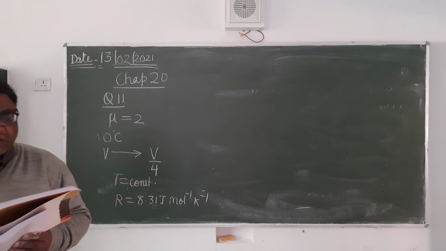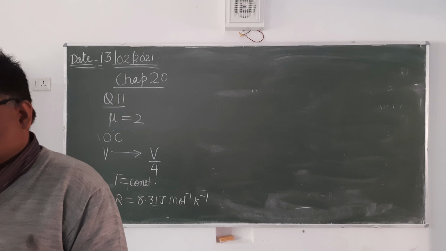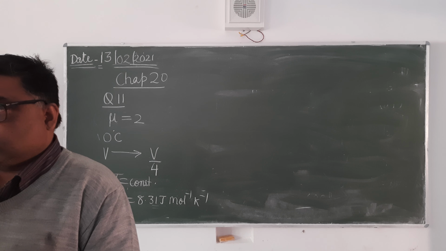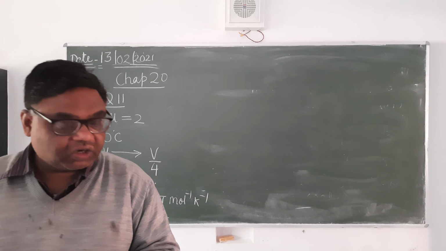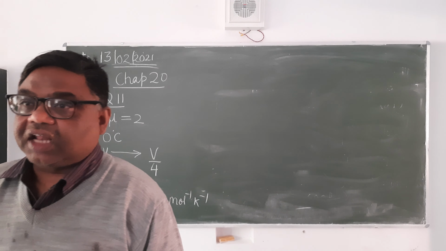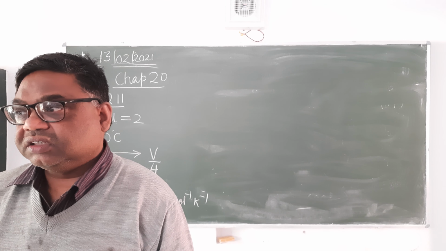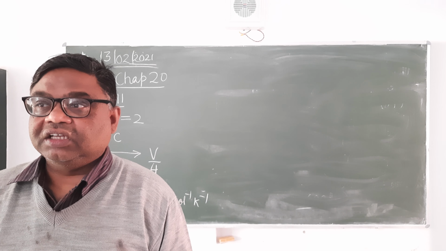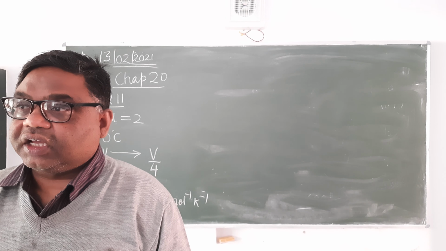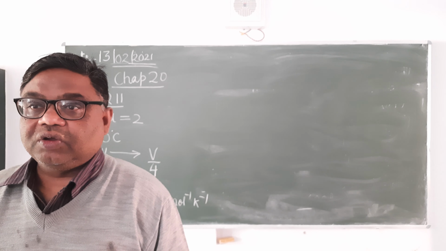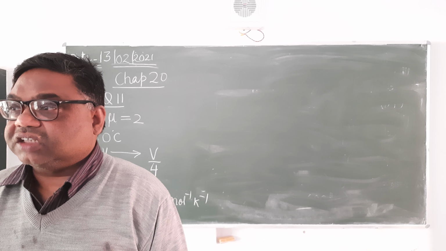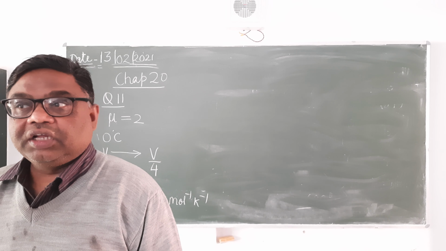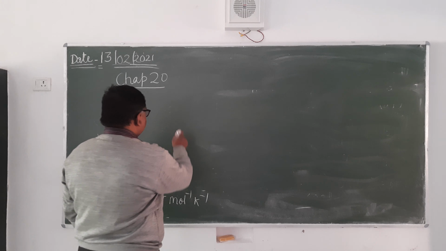Now see here, 2 moles of oxygen at 0 degree Celsius are compressed until the volume remains 1/4 of the initial value at the same temperature. Calculate the work done. Now see here, work will be done on the gas or by the gas? It will be on the gas, on the system, because it is compressing. Therefore this work will be positive or negative? It will be negative. Now here temperature is constant, so what will be delta U? 0.